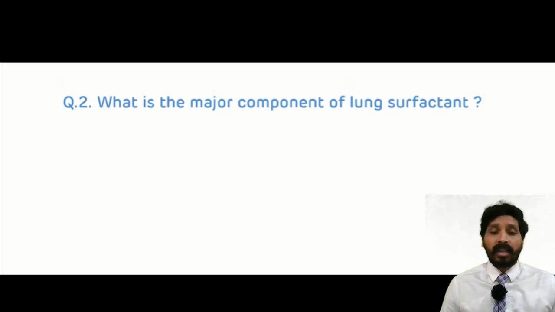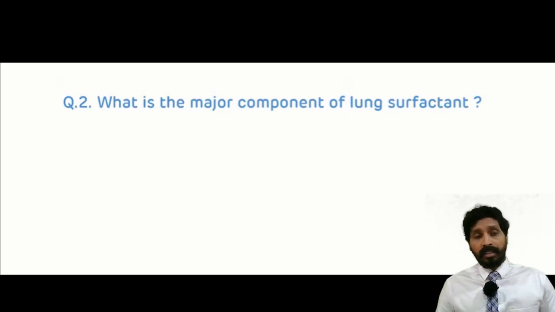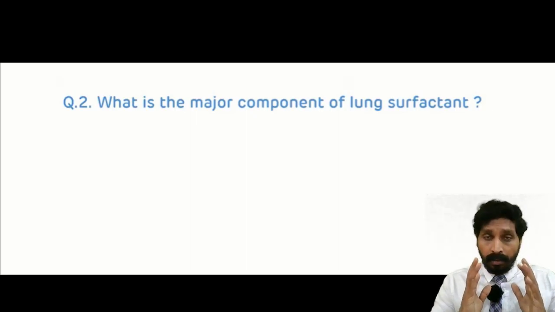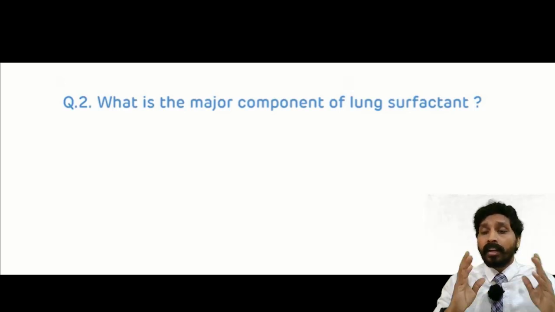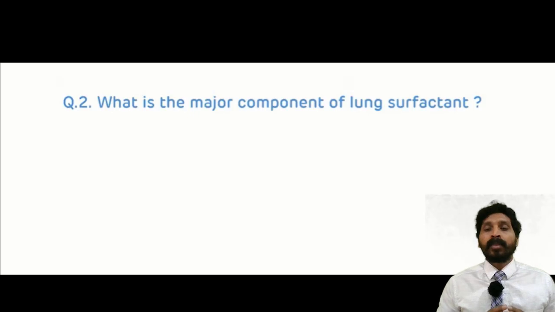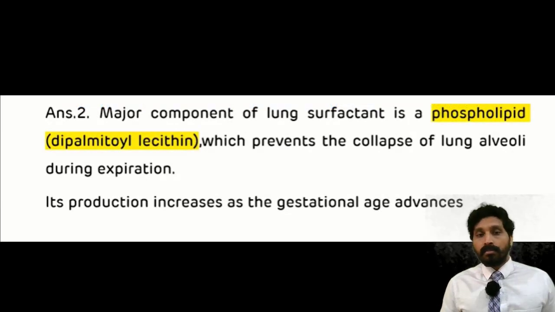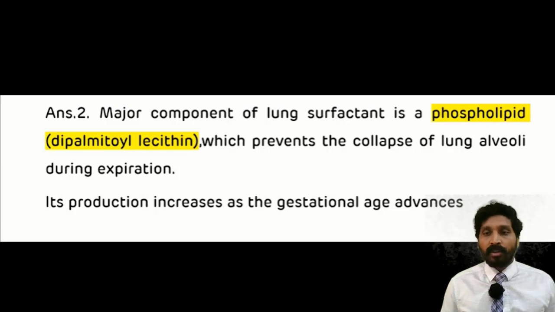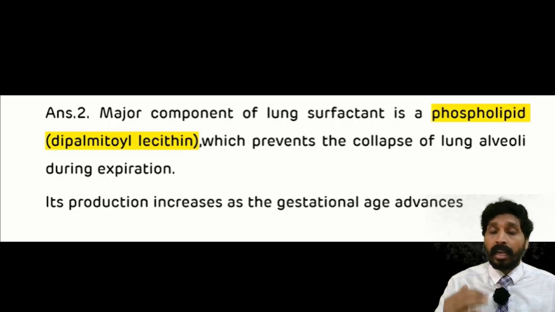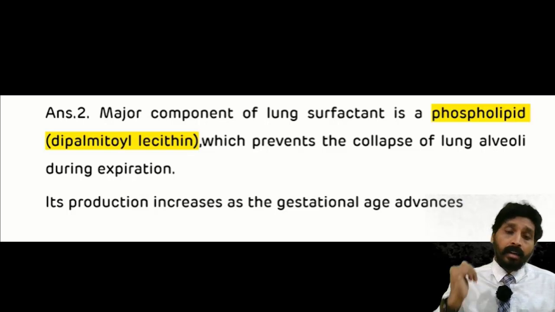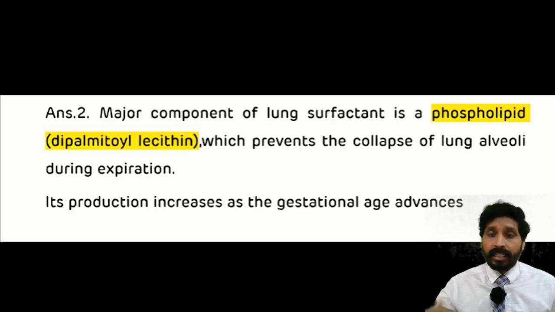So what is the major component of lung surfactant? As I mentioned in the previous slide, lung surfactant is nothing but dipalmityl lecithin or dipalmityl phosphatidylcholine. It is one of the subtypes of glycerophospholipid, and it is produced by type 2 alveolar cells. As I said, it prevents the collapsing of the lung alveoli during expiration. Its production starts in the 28th week of gestation and increases as gestational age advances, right?